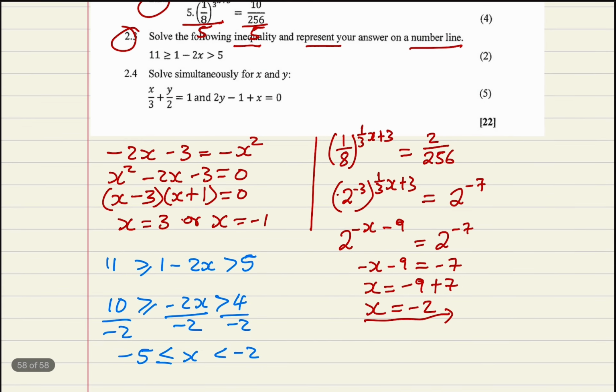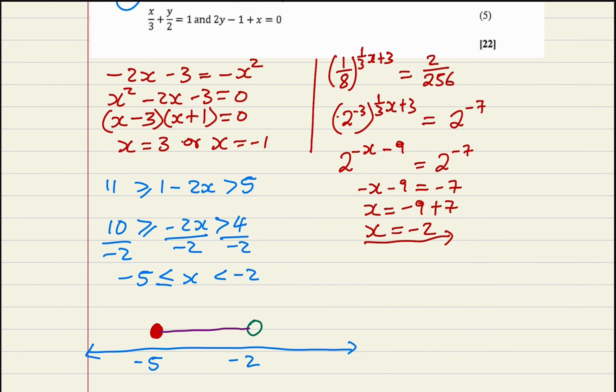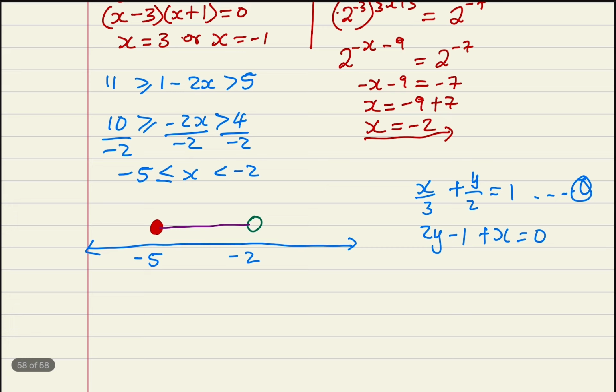Then lastly, but not least, is the simultaneous equations. Okay, so we have what? x over 3 plus y over 2 equals 1. That is our first equation. Then our second equation is 2y minus 1 plus x equals 0. Okay, now let's solve this simultaneously quickly.